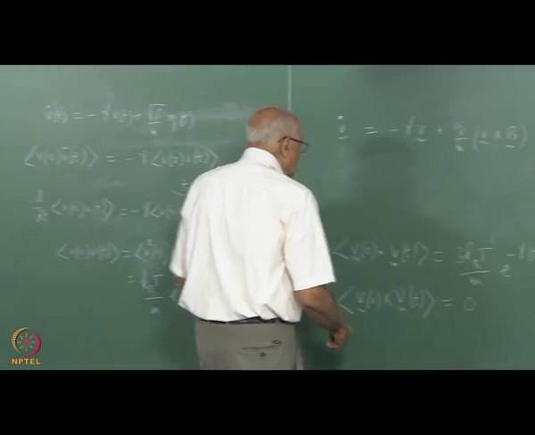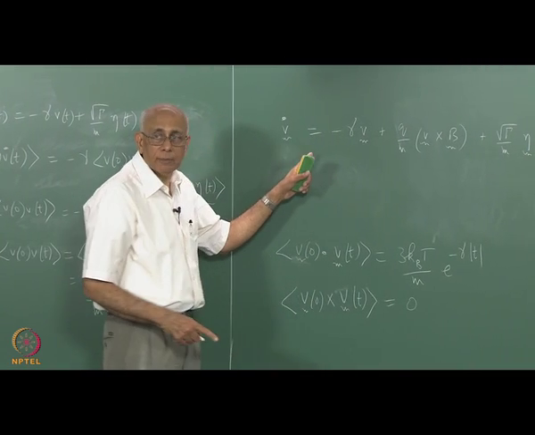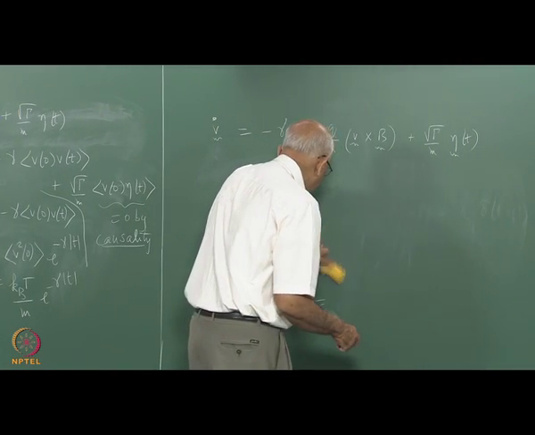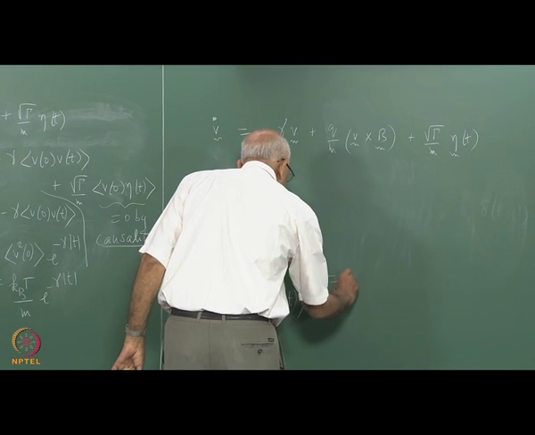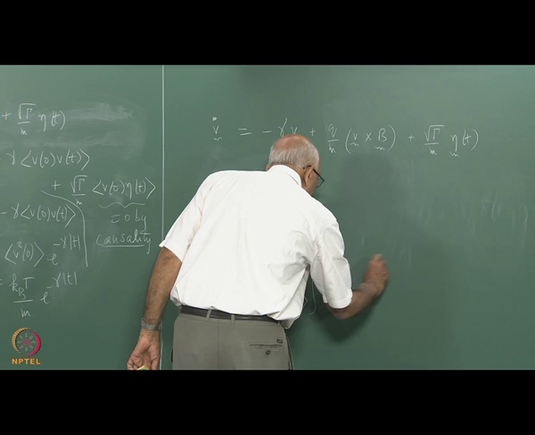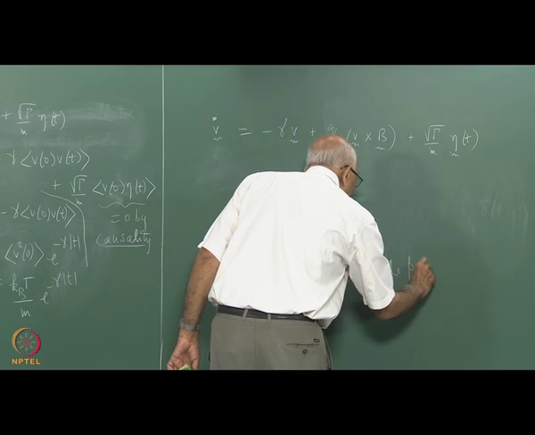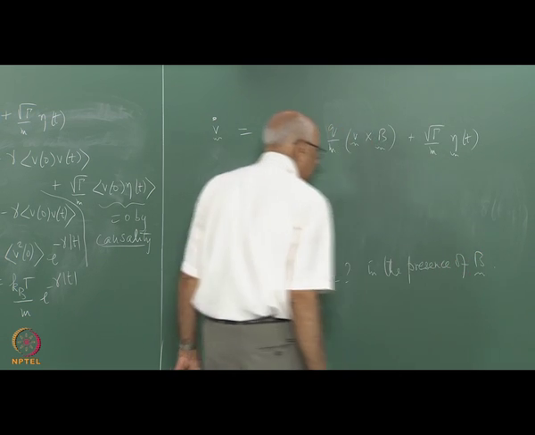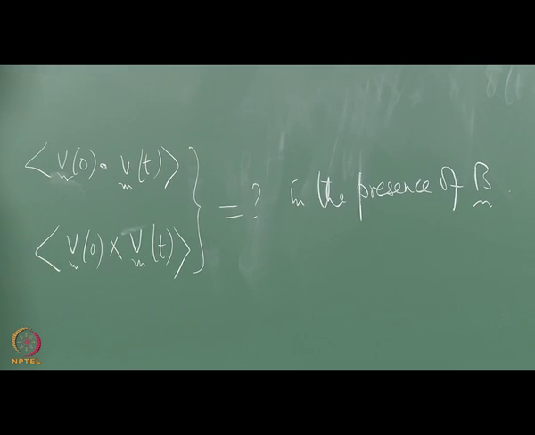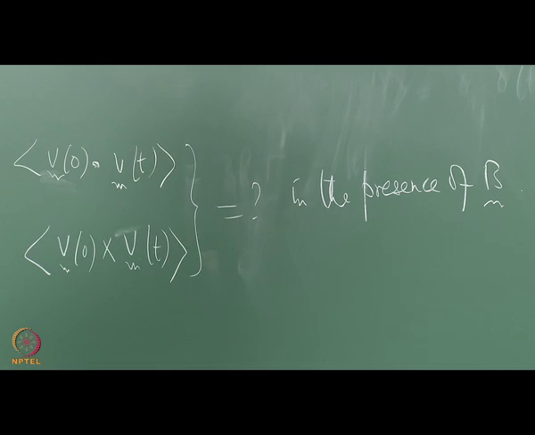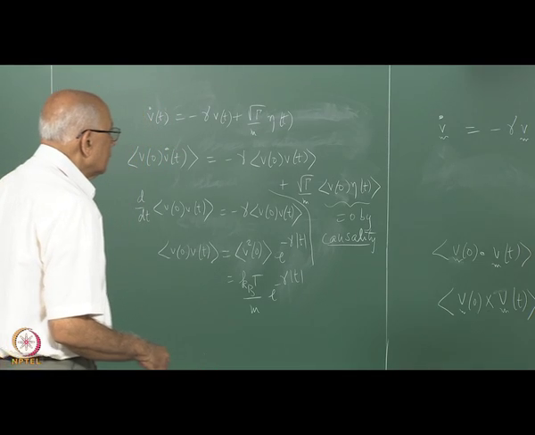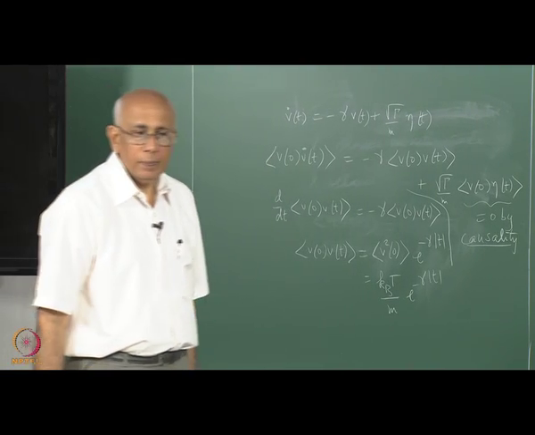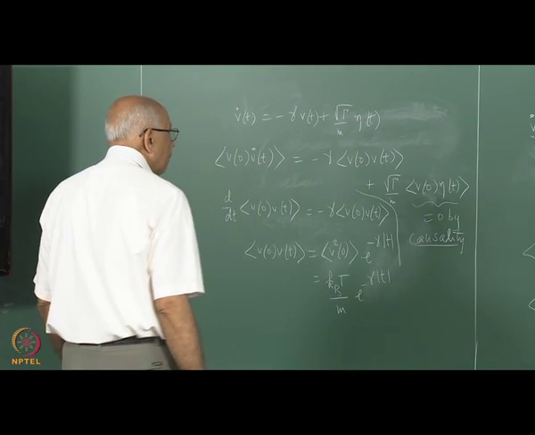So I leave you to compute these quantities in the presence of B. It is a simple exercise but a very instructive one. You can find out what are the cross correlations in this case.